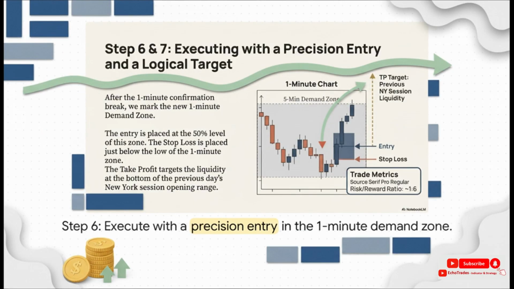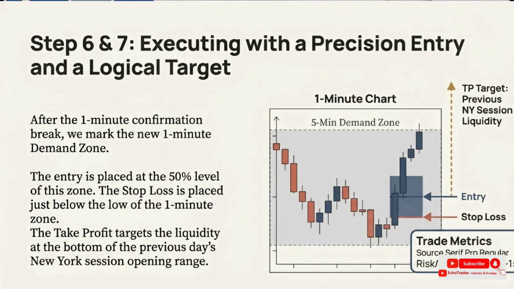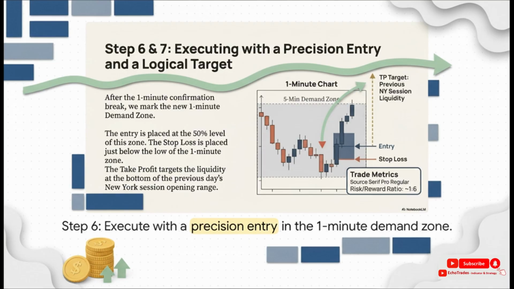Step 6, execution. Once we get that confirmation break on the 1-minute chart, we identify the new tiny demand zone it created. That's where we place our entry. Our stop loss goes safely below the low, and our target? We're aiming for that juicy liquidity pool from an earlier session. This setup gives us an absolutely killer risk to reward.